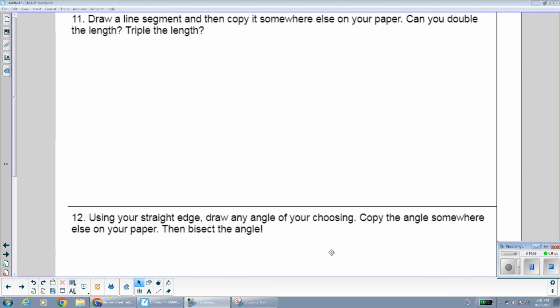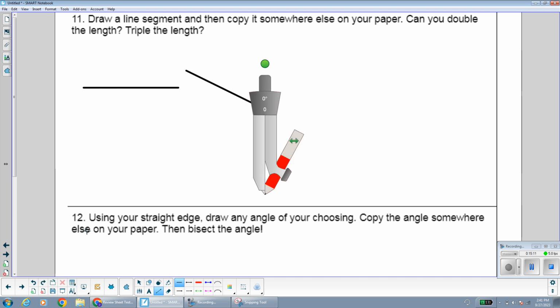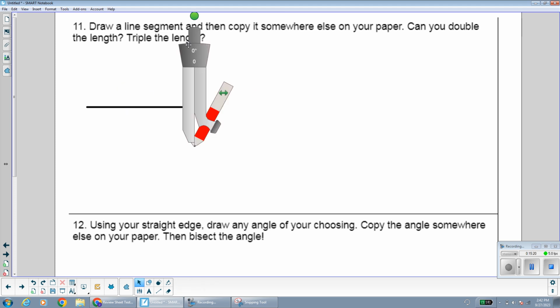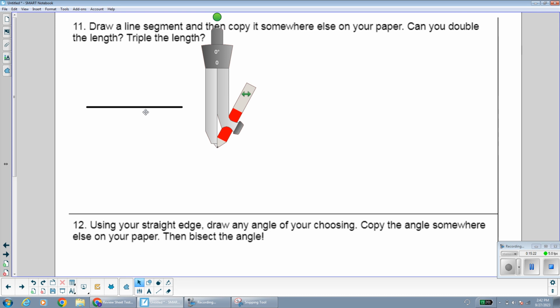For question number 11, we needed to draw a line segment and then copy it somewhere else on our paper. So I'm just going to draw a line segment, and let me get my compass out. So in order to copy a line segment, let me just move this down to give me some more space. Okay, so to copy a line segment, we have to measure it. Once again, let me just move this down to give me more space. There we go. And I need a starting point for where I'm going to move it to. So I'm just going to move it right over here because I have space over here next to it. So that's going to be where I'm going to move it to.